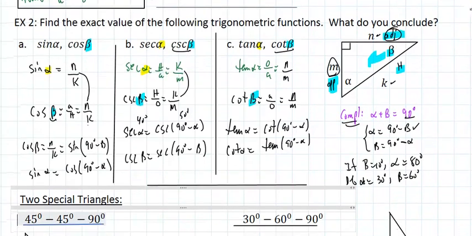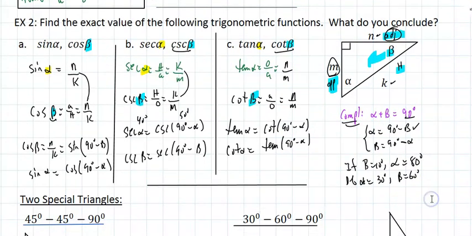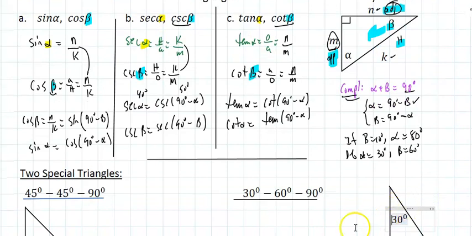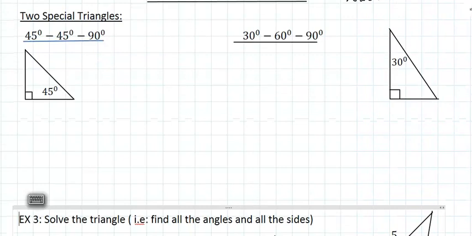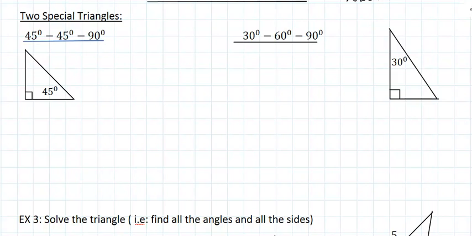Now, I want to look at two special triangles. And here they are. If I look at a 45, 45, 90 triangle and a 30, 60, 90 triangle. If I look at 45, 45, 90, if this angle is 45 degrees, automatically this angle is 45 degrees because they must add up to 180. That makes this an isosceles triangle. That is, if I call this side A, this side is automatically A.